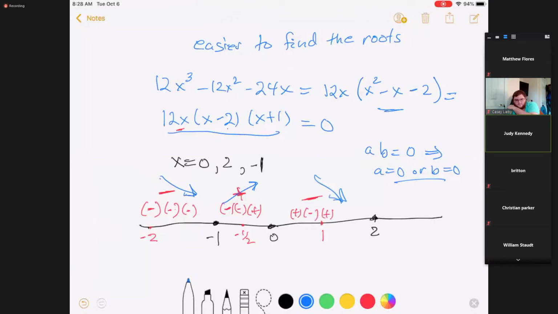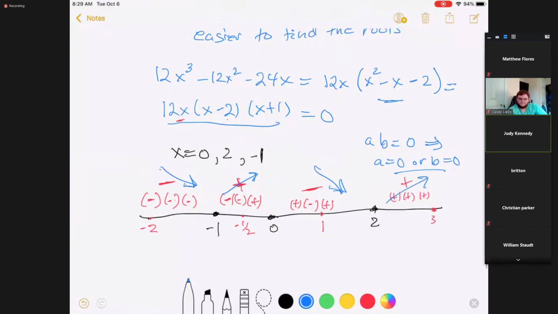And I've got one more interval to check. Okay, well, 3 would work over here. 3 is bigger than 2. That's in the interval. And now, well, everything's positive. 12 times 3 is positive. 3 minus 2 is positive. 3 plus 1 is positive. That's positive, which means that the function is increasing on there.